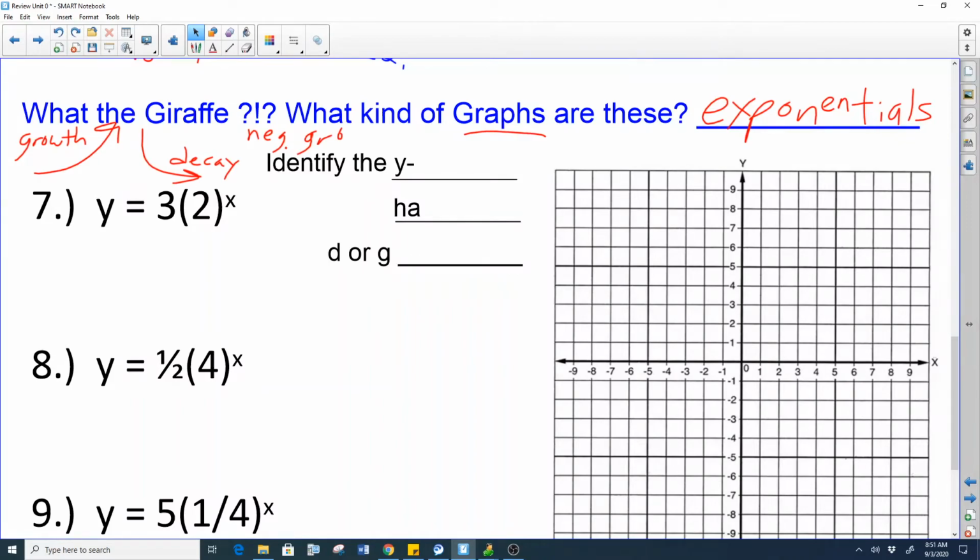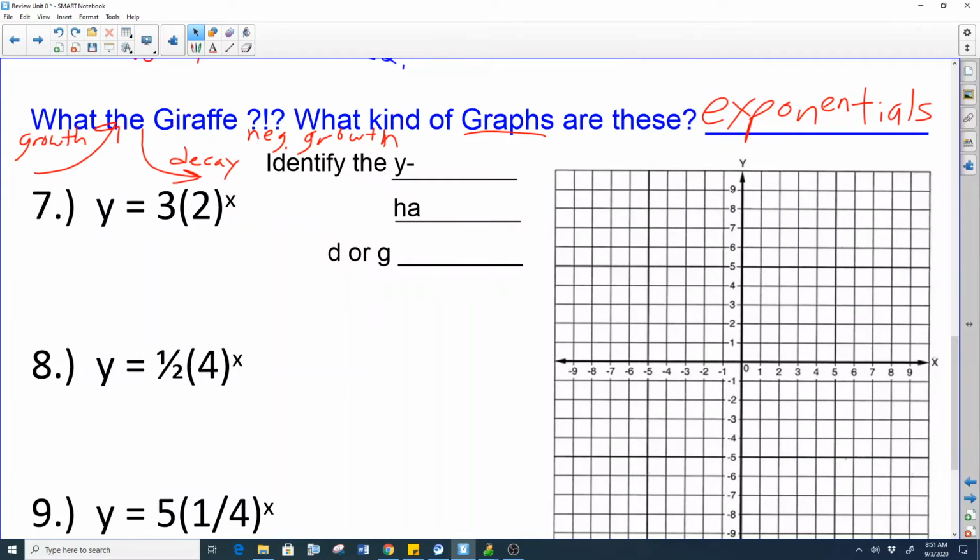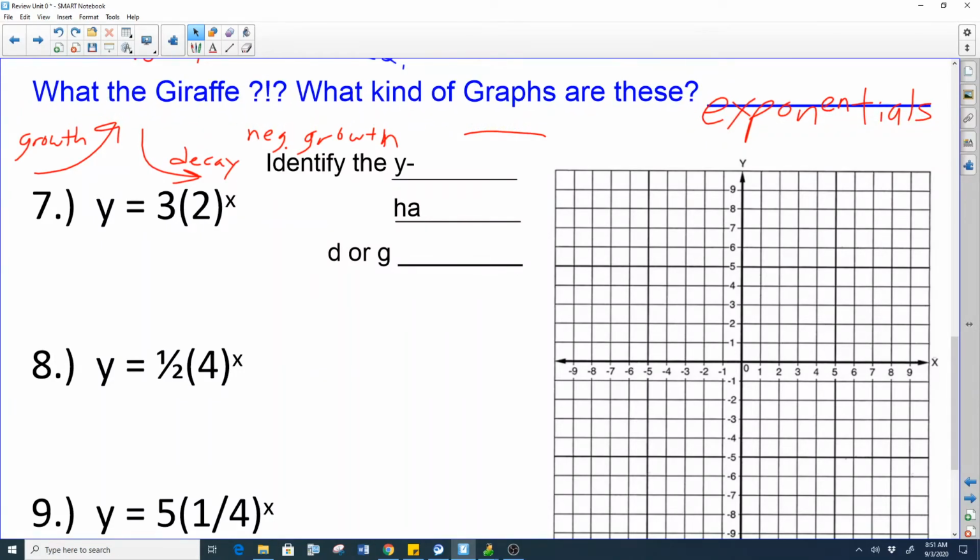And the negative growth is basically still growing. So negative growth is like credit card debt. That's evil, right? So negative growth is where you're growing exponentially, but you're growing into the negative numbers. Negative growth. That's wicked. Okay, so those are the three things: growth, decay, and negative growth. Cool. Okay, so first you want to identify the Y something.